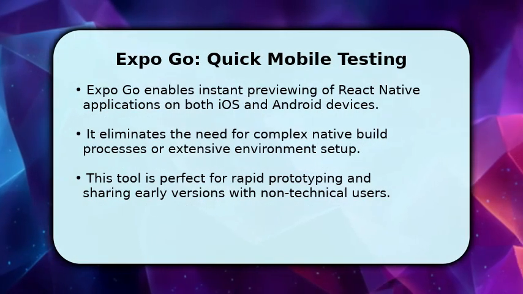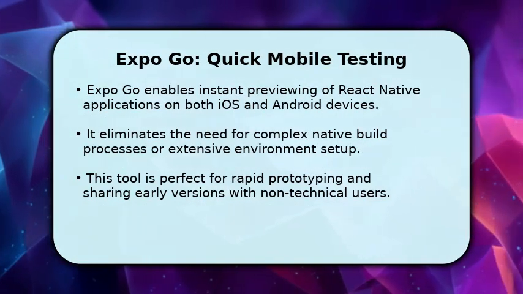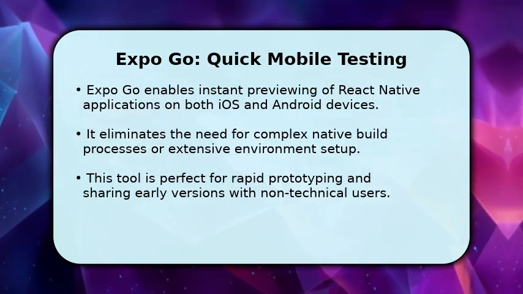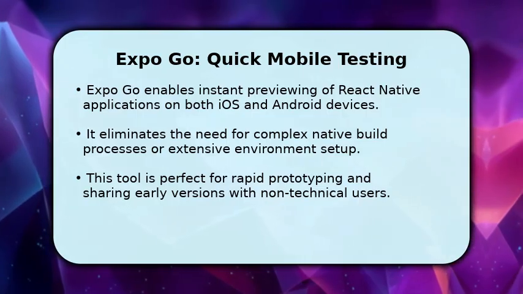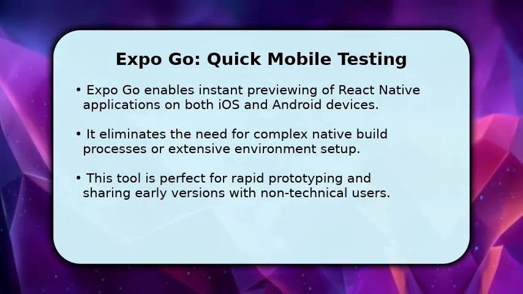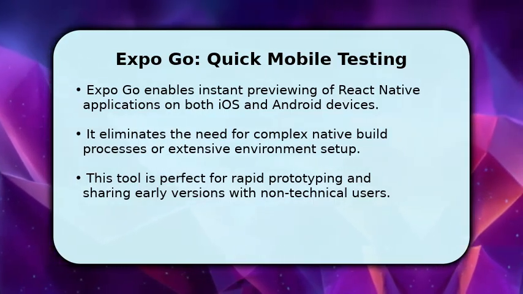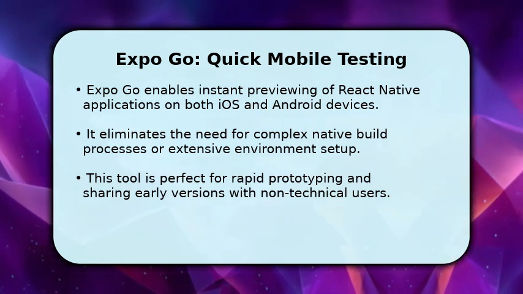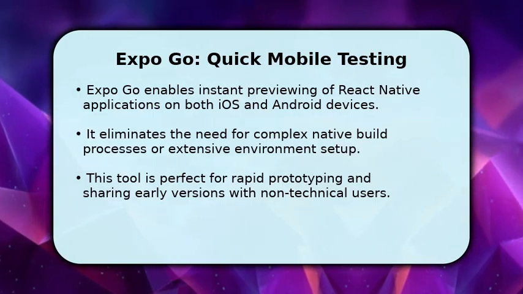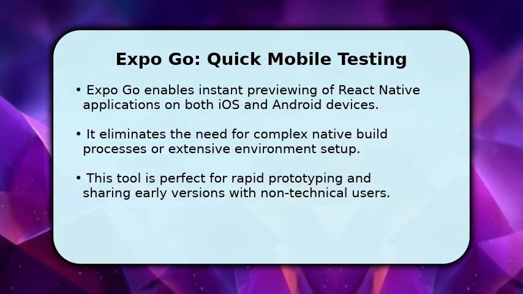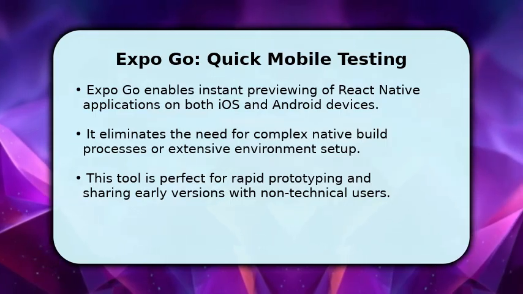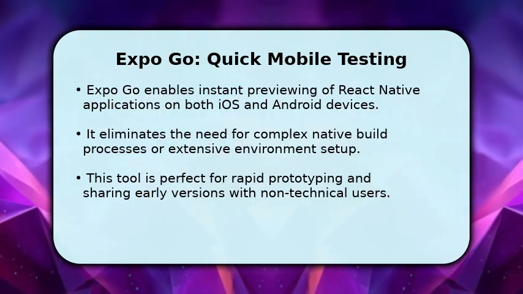Expo Go excels in providing an incredibly fast way to see your React Native app running on a real device. You simply scan a QR code, and your project appears on your phone or tablet, bypassing the often time-consuming native build steps. This makes it an excellent choice for quick iterations, testing UI changes, and getting immediate feedback. It's particularly valuable for developers who want to focus solely on JavaScript and React Native without diving into the complexities of native mobile development environments, saving many hours of setup time.